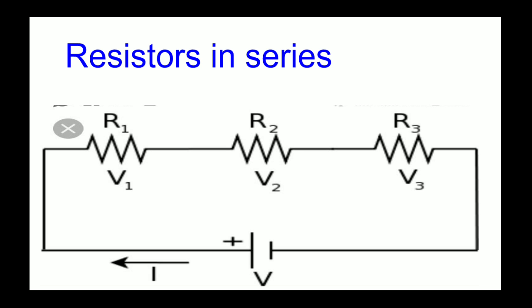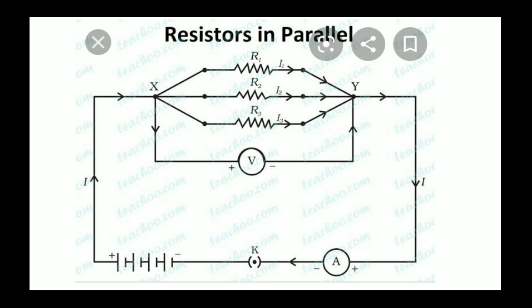Now there are many types of resistors, as I have shown earlier in the diagram. First is resistors in series. Here three resistors are arranged in series. Series means one after another, and the voltages are shown as V1, V2 and V3. Here the current I flowing in the circuit will be the same. It will not change, but the voltage will be different for R1, for R2 and for R3.